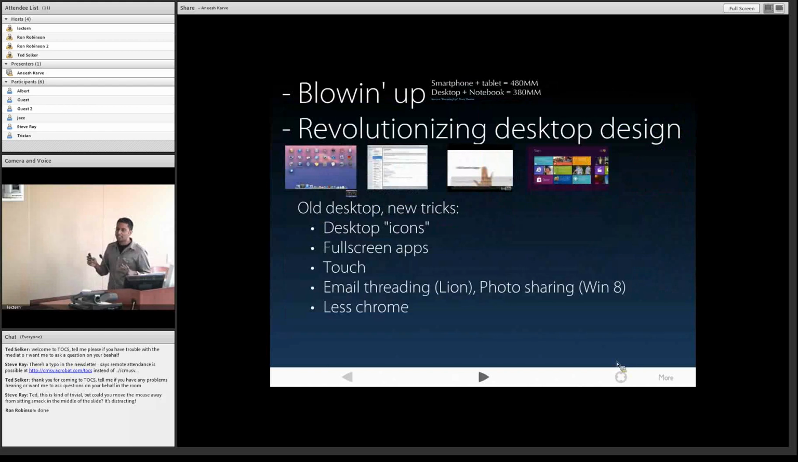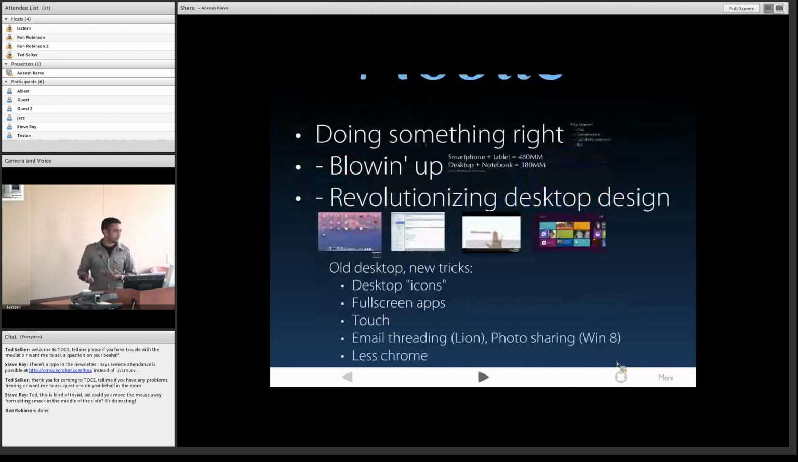So the complete design of the desktop, which is arguably one of the highest frequency, most visited surfaces on the desktop, is completely changed to now mimic what's happening on mobile. Full screen apps, another one. Touch and gestures. Specific application features like email threading and photo sharing. And finally, this complete reduction of Chrome, which is a partial outgrowth of the fact that now we have natural interfaces that don't require so many affordances and widgets, and is also an outcome of the fact that, hey, when you have a shrunken viewport, you have to get rid of a lot of Chrome.